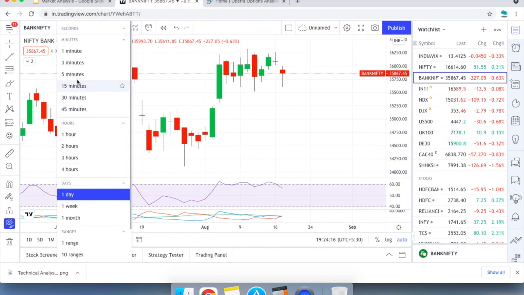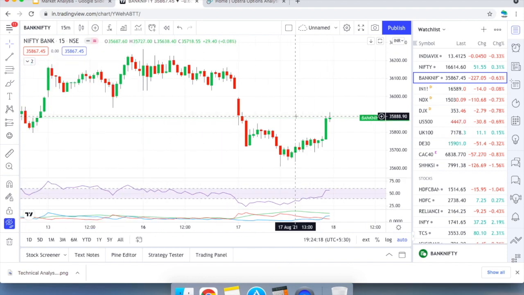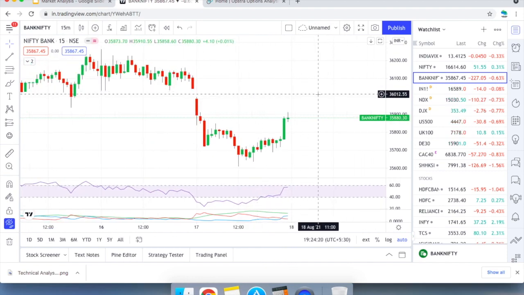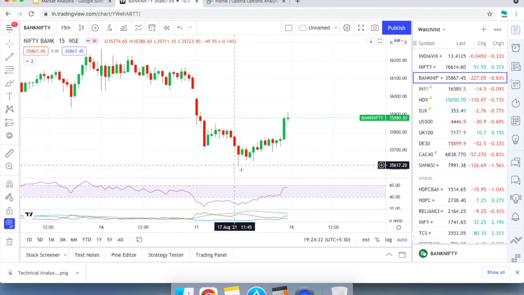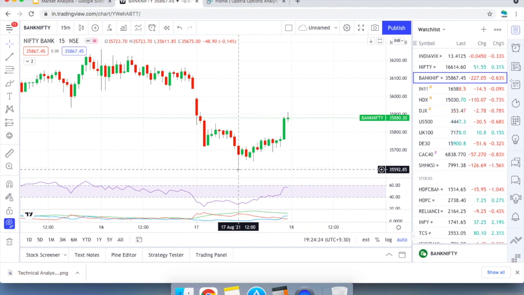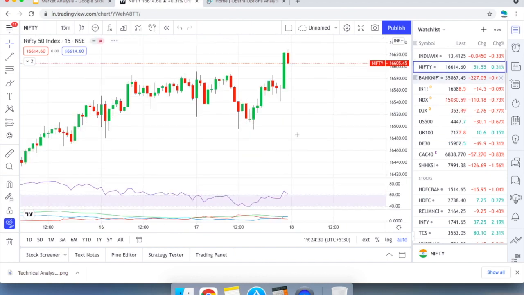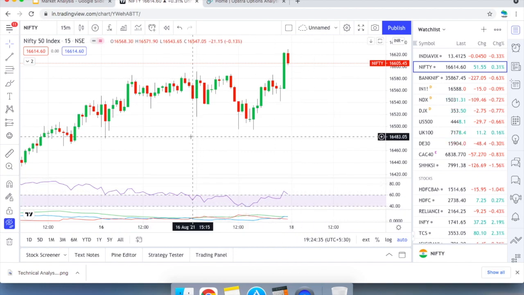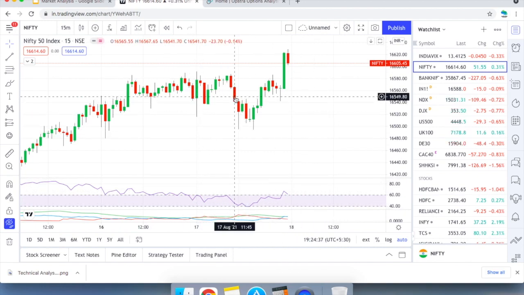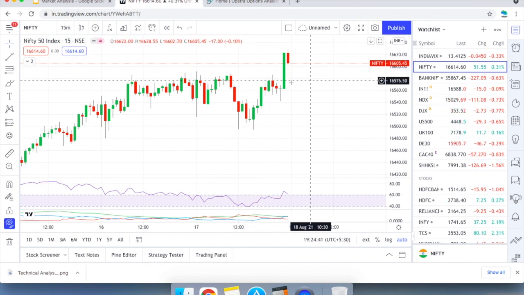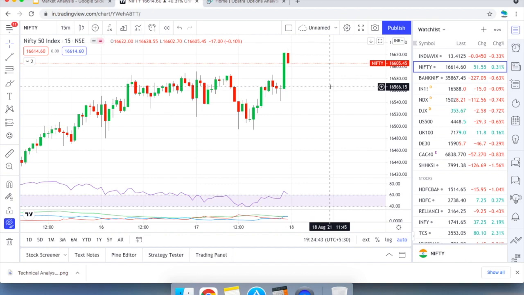Now let's go to the intraday lower time frame and see what exactly happened in Bank Nifty. On the 17th, it was a downtrend till 12 o'clock. So the first half is a downtrend, and the second half is a recovery, another V-shaped day. Bank Nifty consolidated in the morning and then fell down, and then a V-shaped recovery and much more.